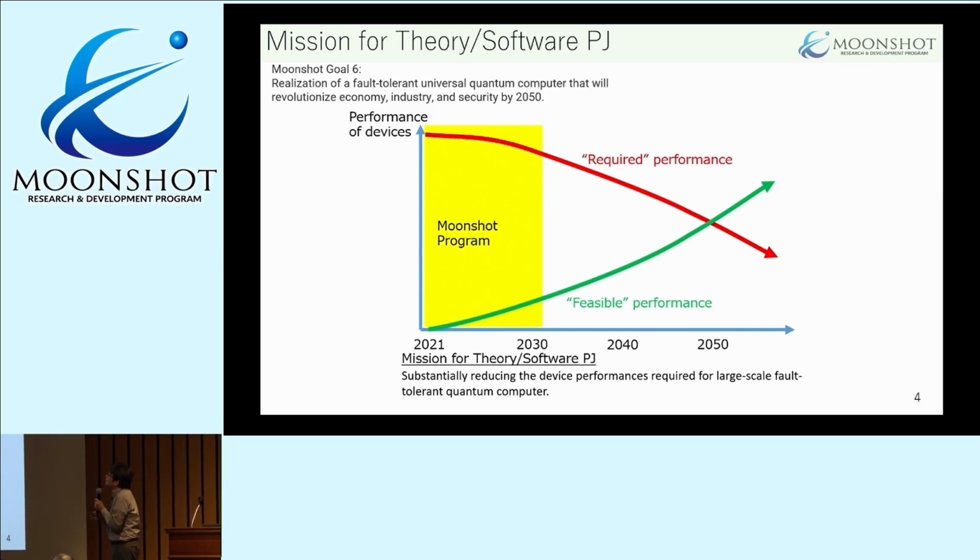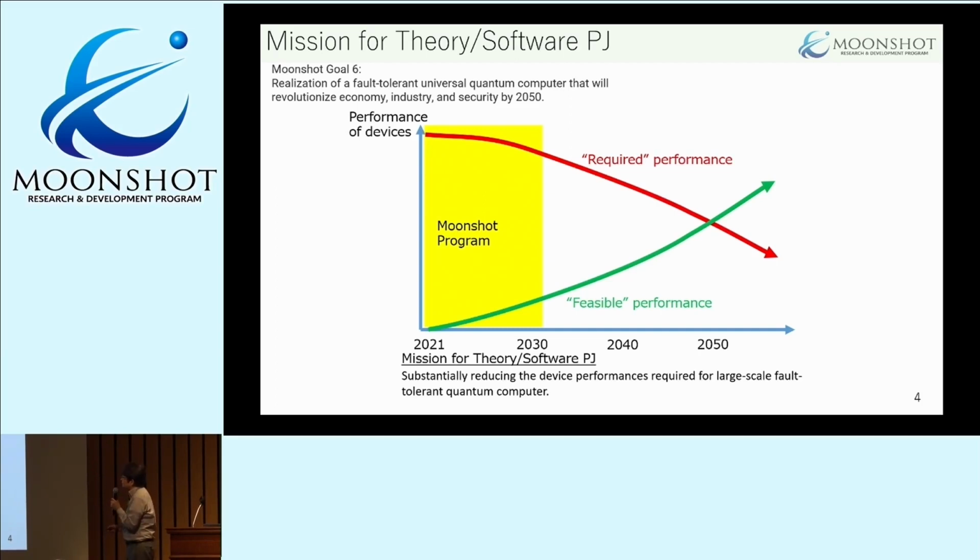And the goal of the Moonshot Goal 6 as a whole is a realization of the FTQC by 2050. So until that time, the performance of actual devices will steadily increase thanks to the effort of experimental researchers. And at the same time, the theoretical researchers can contribute by exploring many possibilities and lower the bar, relax the required performance of the actual devices. So the goal of our project is to make this curve meet this curve by 2050.